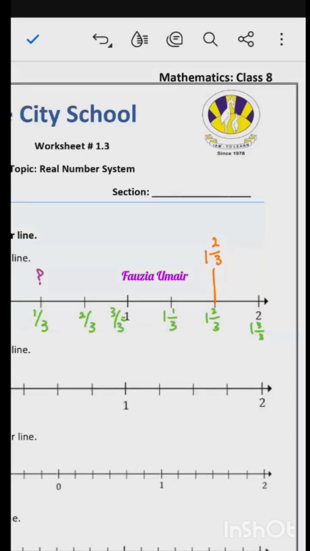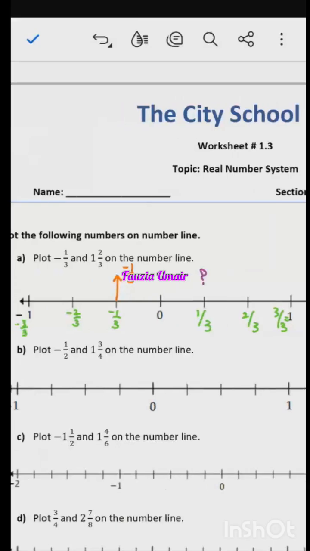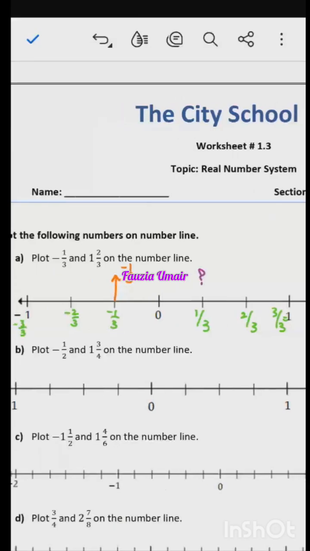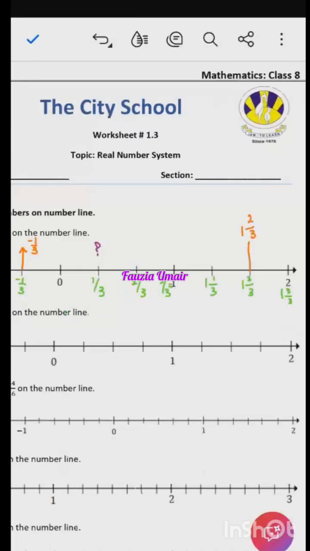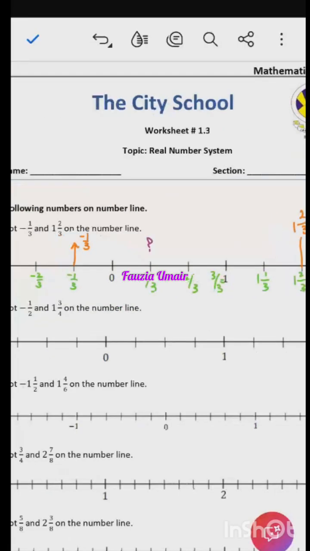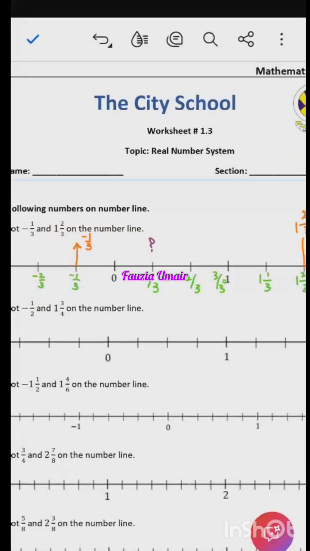Any confusion in this question? No, ma'am. Anything you cannot understand? Ma'am, I did not understand. So, beta, you need to label or you need to mark the number line first so that you can accurately draw the given numbers. Okay. So let's talk about the second one and probably you will be having a better idea.